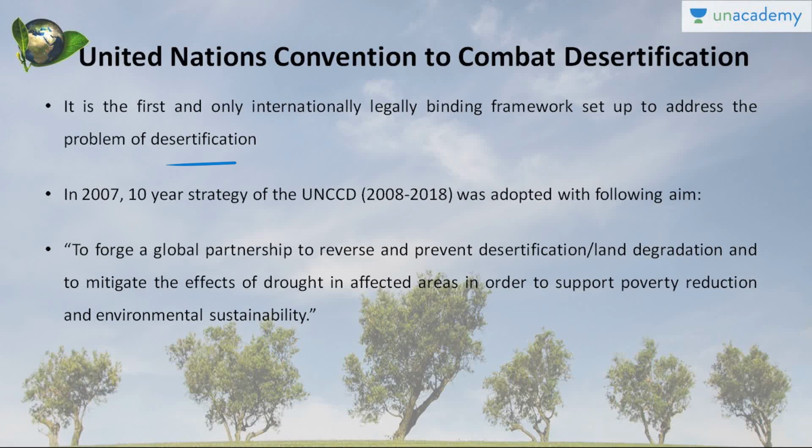In 2007, a 10-year strategy of the United Nations Convention to Combat Desertification for 2008 to 2018 was adopted with the following aim: to forge a global partnership, to establish a global partnership to reverse, first of all, whatever has happened, and prevent future desertification or land degradation, and to mitigate. Mitigate means you can't cure it completely but you can manage it. For example, mitigation of diabetes, mitigation of cancer pain, etc. So to mitigate the effects of drought, minimize it as much as possible in affected areas in order to support poverty reduction and environmental sustainability.